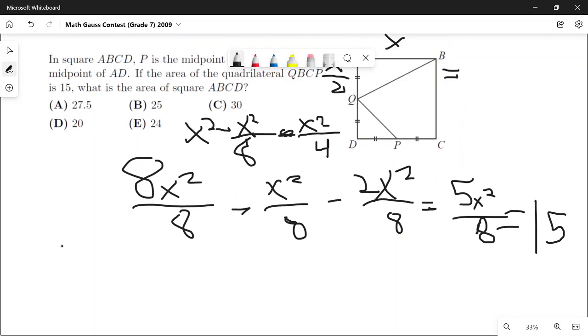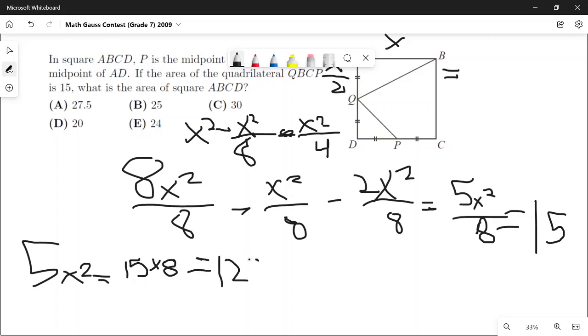Okay, that means 5x squared is equal to 15 times 8, which is 150 subtracted by 30 equals 120. And then if you want to isolate the x, then x squared is equal to 120 over 5, which is 24. Therefore, the answer to this is E.